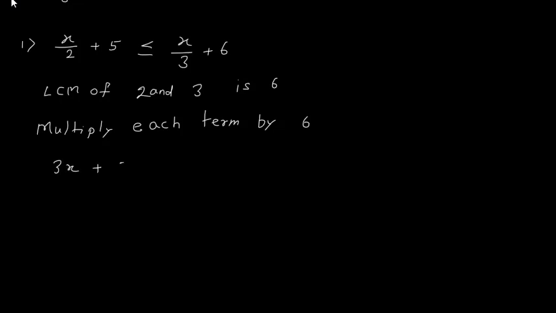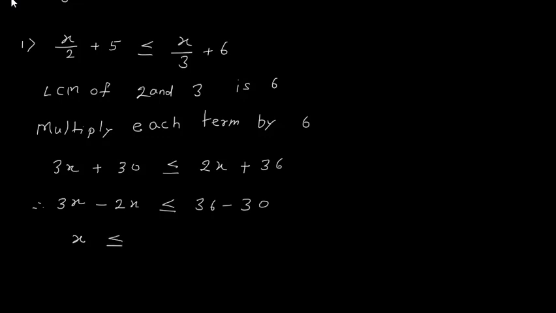5 when you multiply by 6, you will get 30. This is less than or equal to, here you multiply by 6 you will get 2x, and this 6 multiplied by 6 gives 36. Now this 2x I will move to the left side, so 3x minus 2x is less than or equal to 36 minus 30. So 3x minus 2x is x, so x is less than or equal to 6.